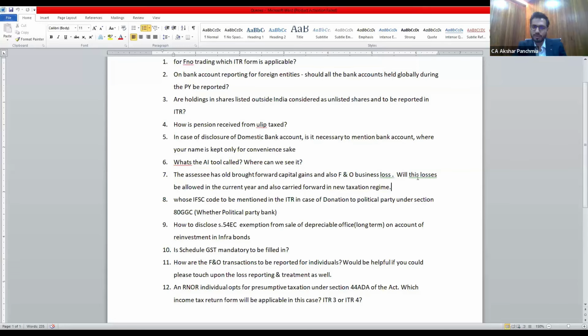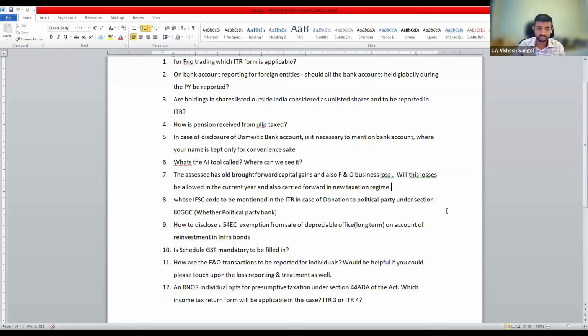The assessee has old brought forward capital gains and also F&O business loss. Will these losses be allowed in the current year and also carried forward in the new tax regime? So firstly, they cannot be set off against each other. That is very clear. And whether this can be carried forward in the next assessment year, if you have a new tax regime, then I don't see a problem as such. Correct. They should be. Merely changing the tax regime does not disentitle you from carry forward of the earlier year losses. Correct. Great. Yeah, Ronak, the next one.